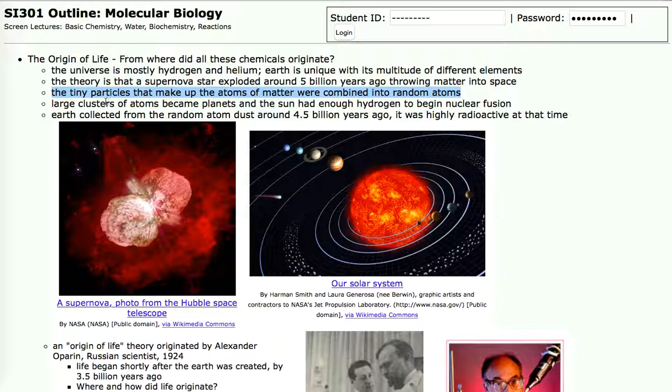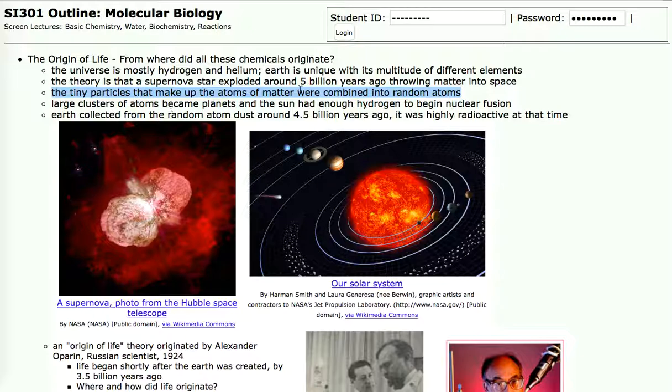Large clusters of atoms that stuck together ended up becoming planets and moons. And our sun had enough hydrogen to begin a nuclear fusion event. And so the sun has been generating all of our light and heat, and that is what is running your body right now, the fusion energy coming from hydrogen fusion on the sun. Hydrogen is fusing with other hydrogen to form helium atoms, and that releases an awful lot of heat and light.